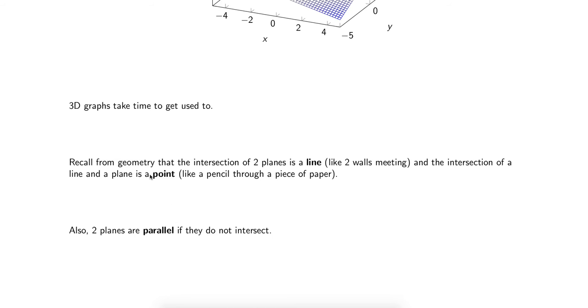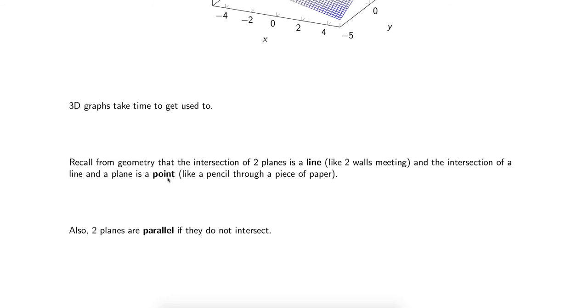Recall from geometry class that if we look at the intersection of the planes, the intersection of two planes is a line. For instance, if you look at two walls meeting in a corner, the part where they meet can be represented by a line. And if we take a line and intersect it with a plane, like a pencil going through a piece of paper, that is a point. So a solution to a 3x3 system of equations is a 3-dimensional point that has an x-coordinate, a y-coordinate, and a z-coordinate.